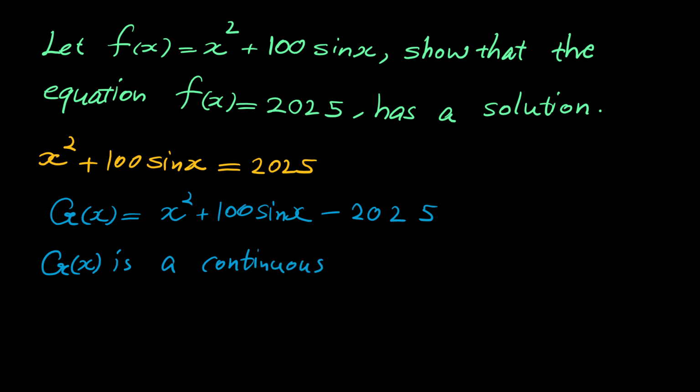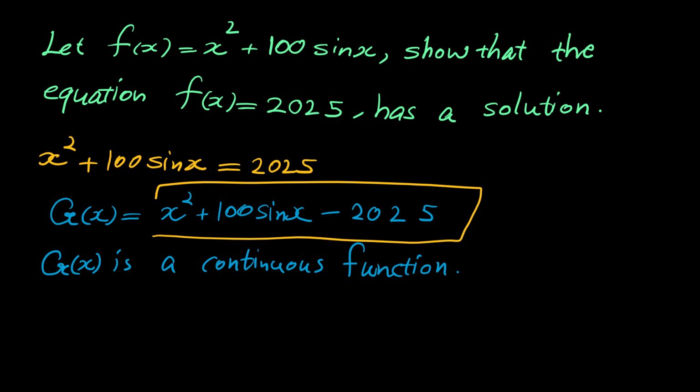g of x is a continuous function, because by writing this, you mention that you consider the function g to be continuous. Now the next step, which is the most important step, is finding two numbers such that one of those numbers should make this function negative, and the other one should make this function positive.